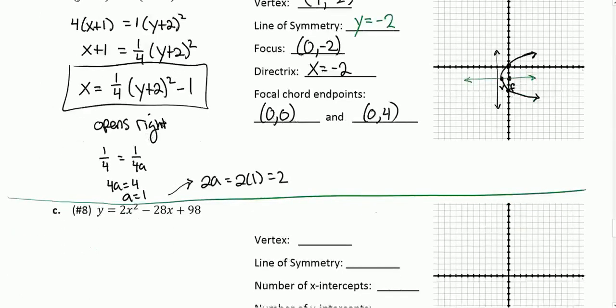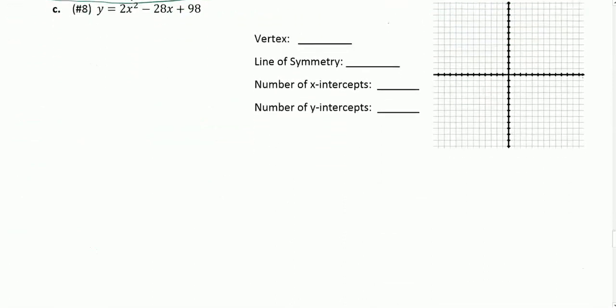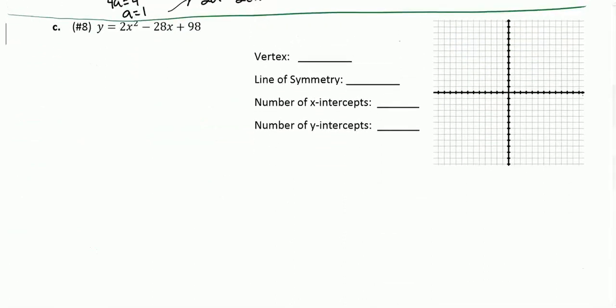Part C is taken from number 8 from our worksheet. And here we need to do a little work to get it into the form we would like. I'm going to factor a 2 out of the first two terms to start. So y is equal to 2 times (x squared minus 14x, leave a little space to complete the square) plus 98.